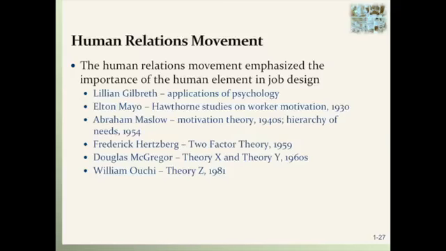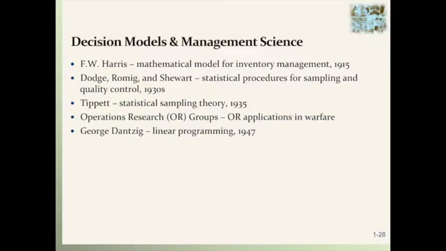And then there's Maslow's hierarchy of needs. And then you've got the two-factor theory, and then Theory Y, Theory X, and Theory Z. Then decision models and management science. So this is where math, sampling, and operations research come into this whole thing, linear programming. All of this starts entering into management.